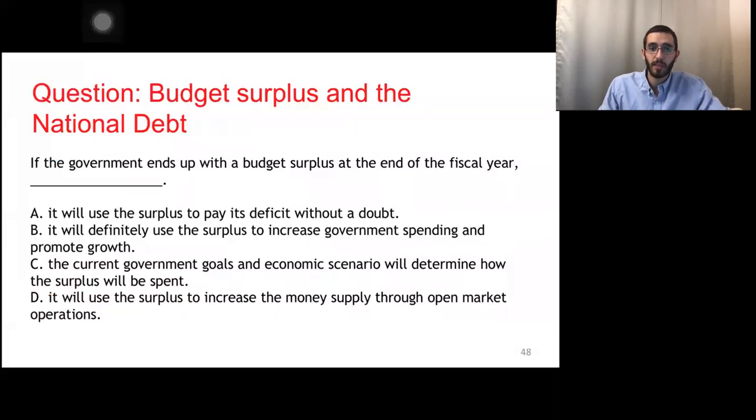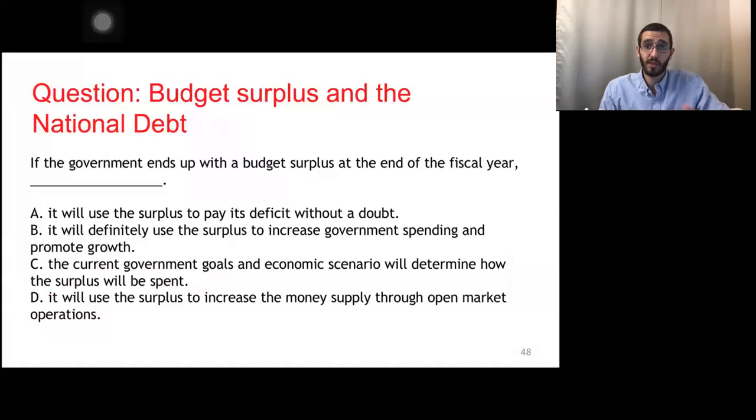Will it definitely use the surplus to give more government expenditure and promote growth? Or will the current government goals and economic scenario determine what the surplus is spent upon? In other words, if it's a recession, maybe we apply it back to the economy. If we're going through an economic boom, maybe we pay back debt. Or D, it will use the surplus to increase the money supply through open market operations.